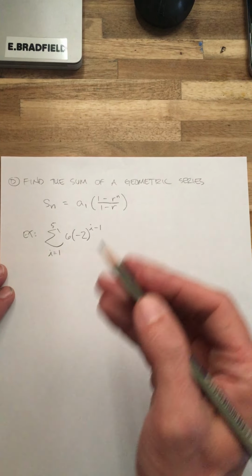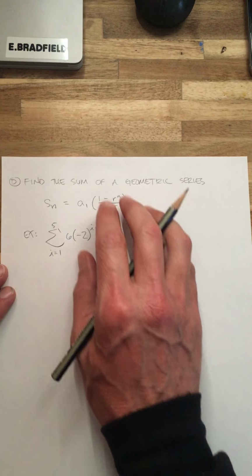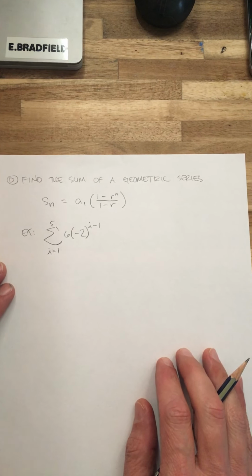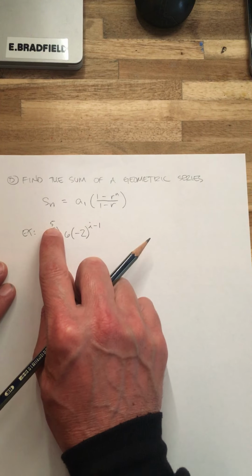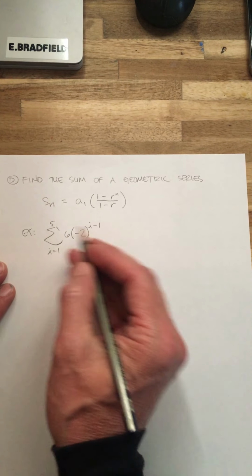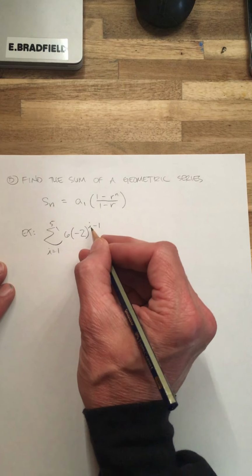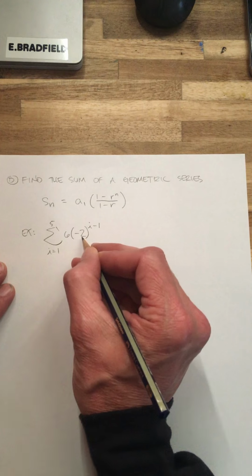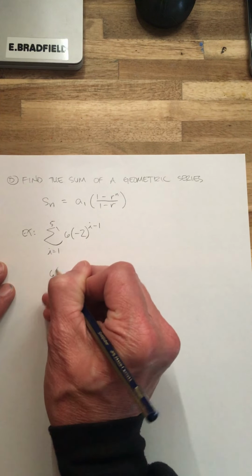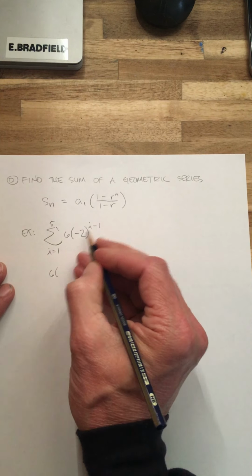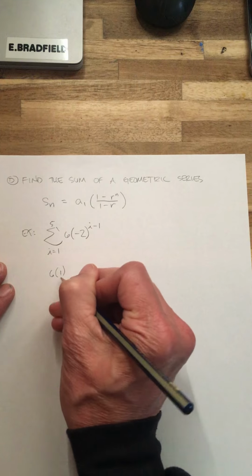I'll just do this without the formula, just so you can see that it works. Basically, you want this formula though when this number is really big. So let me just show you what the sum will be. We have 5 terms. The first term is going to be 6 times negative 2 raised to the power of 1 minus 1, which is 0. Negative 2 to the power of 0 is 1, and that's 6.